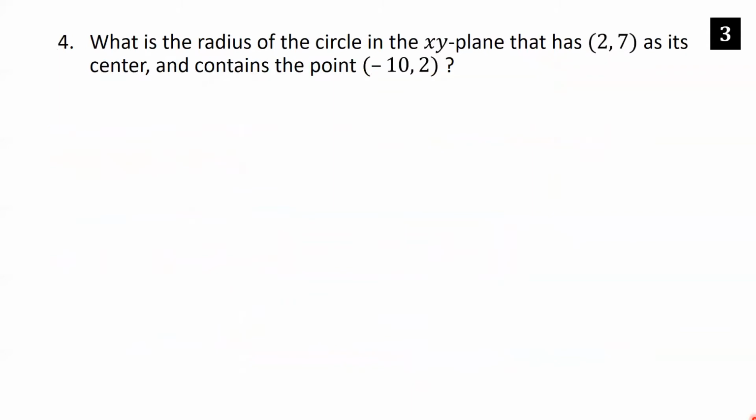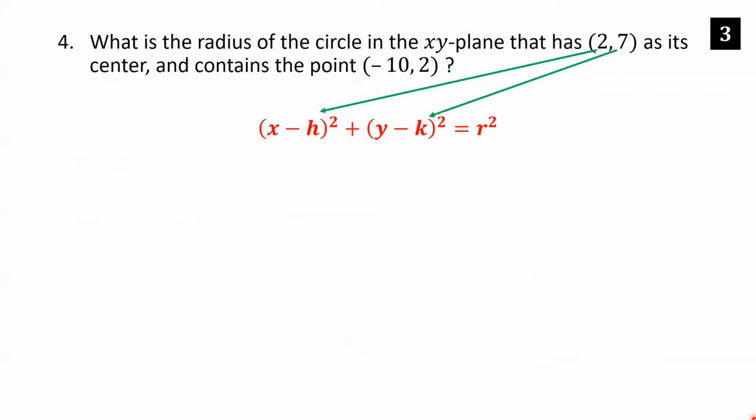What is the radius of the circle in the xy plane that has 2, 7 as its center and contains the point -10, 2? Okay, once again, I'm going to write the equation of a circle in standard form. x minus h squared plus y minus k squared equals r squared. We're going to plug in the center for h and k, 2, 7. So we have x minus 2 squared plus y minus 7 squared is r squared.